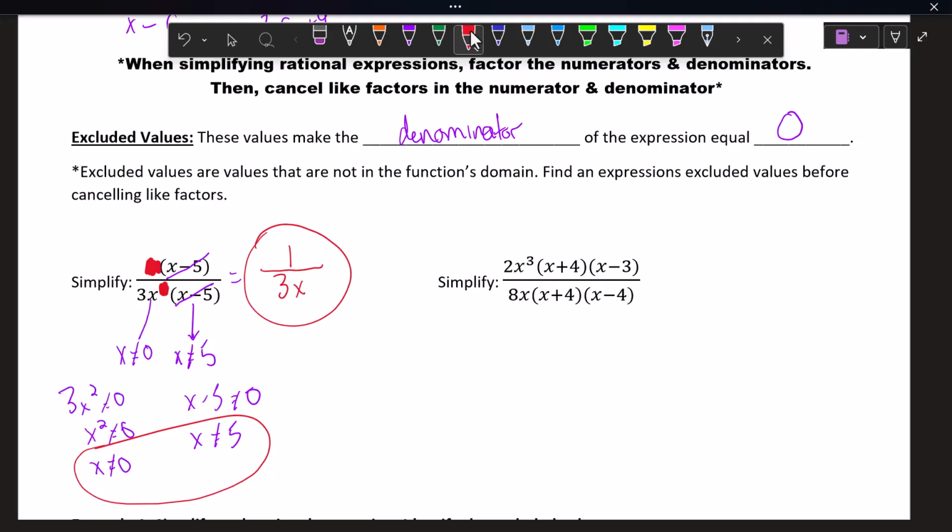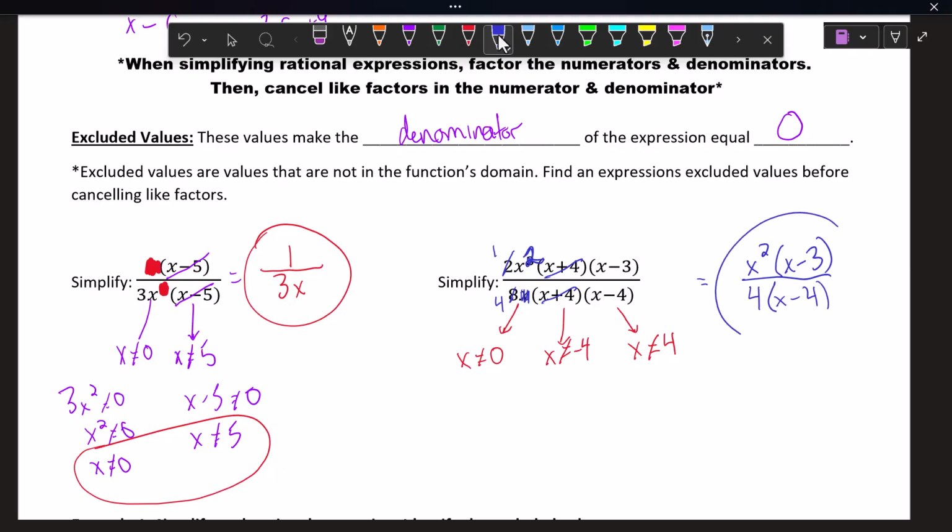Now this next one has a little bit more. From that one, we can see that x does not equal 0, x can't equal negative 4, and x can't equal positive 4. Now, are there things we can cancel out? Yep, the x plus 4s. We can cancel out 1x, and we can divide 2 and 8 by 2. So, in the numerator, we have x squared and x minus 3. In the denominator, we have 4 and x minus 4. And that is our simplification and our excluded values.